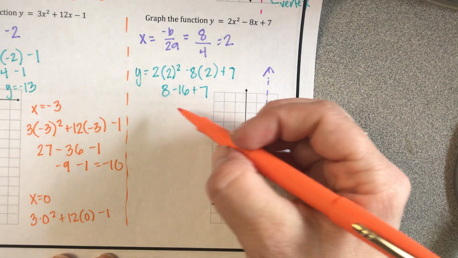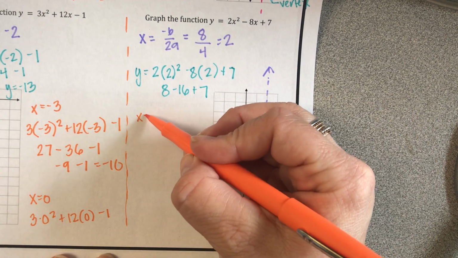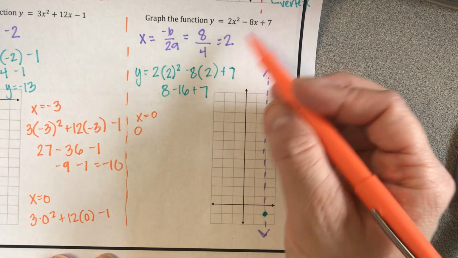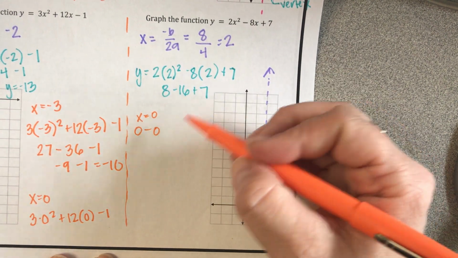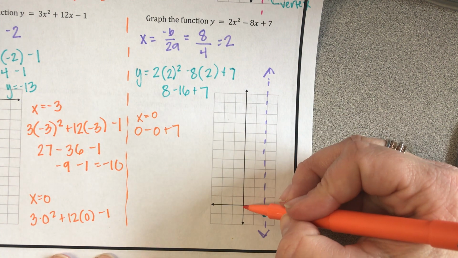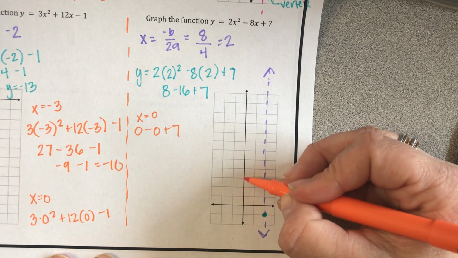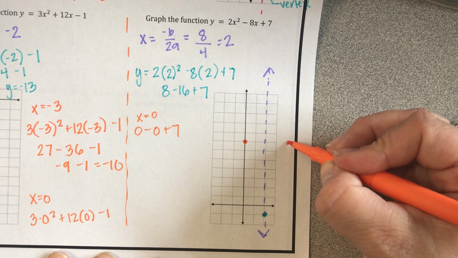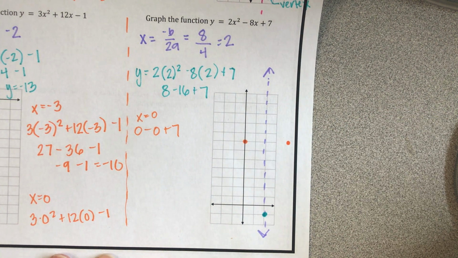I might even go ahead and plug in a 0, right? What happens when x is 0? So 2 times 0 is 0, minus 8 times 0 is 0, plus 7. So when I plugged in a 0, I got 7. So 2 to the right would be positive 7 over there.